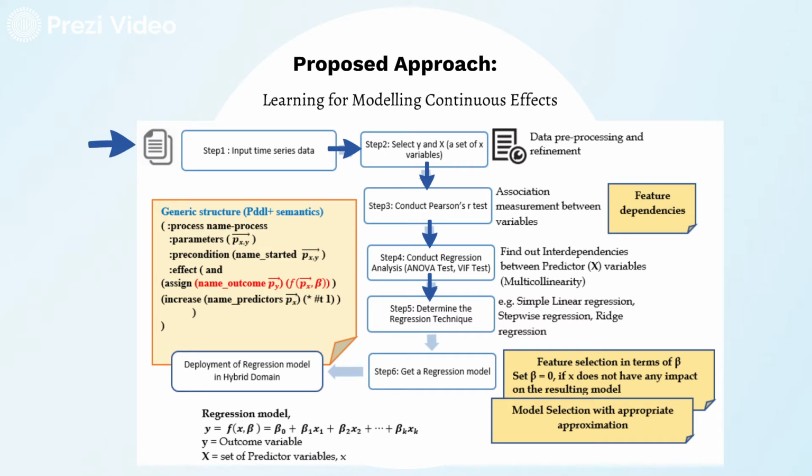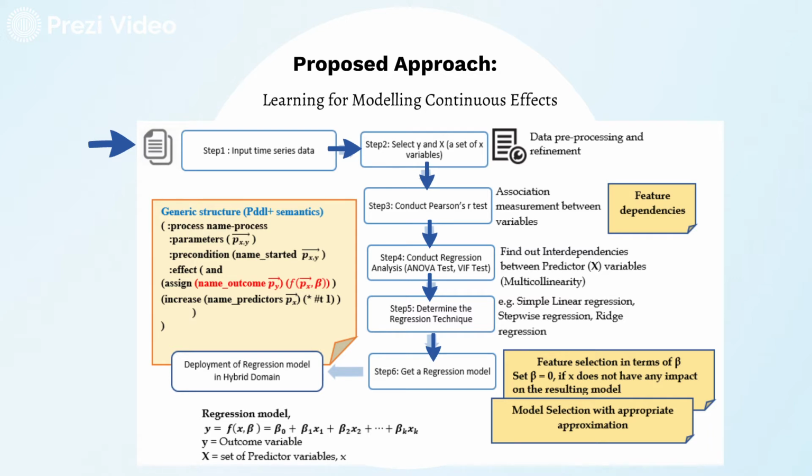Step 5. Based on the Pearson R value and VIF test, the corresponding regression technique will be decided. Some of the techniques are simple linear regression, stepwise regression, or ridge regression in case of multicollinearity. Step 6.